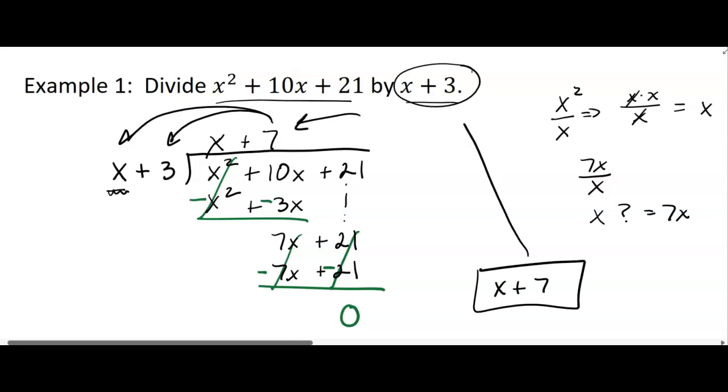If you were to multiply x plus 7 times x plus 3, you would get the dividend, x squared plus 10x plus 21. That's what we call polynomial long division. It takes a few of these, about 3 or 4, before you really get the hang of it. There are a few things that we haven't talked about, but we'll get to those in the next videos.